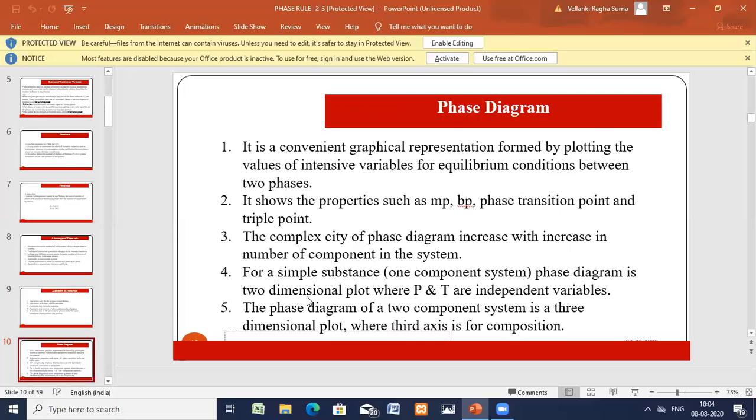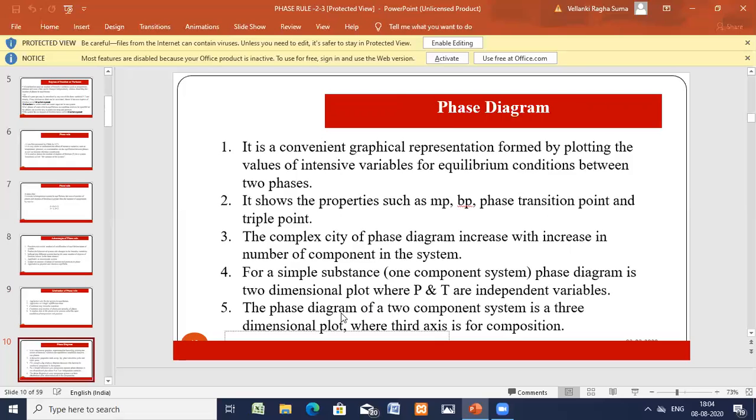What is two-dimensional? One dimension is pressure, the other dimension is temperature. So the intensive variables are only two, pressure and temperature. The independent variables are only two, so it is two-dimensional. Now I'm going to explain the two component system.